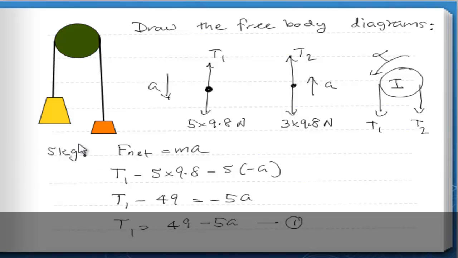Now for the 5 kilogram mass, we can use Newton's second law. F net equals ma. So F net is T1 minus 5 times 9.8. That's 5 times negative acceleration. So we put minus a because acceleration is downward for the 5 kilogram block. So it's a negative value. So we put the negative sign there. So we can simplify that. We get T1 equals 49 minus 5a. So let's consider that as our first equation.